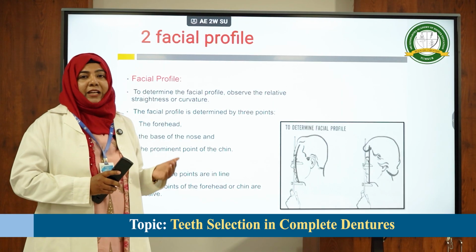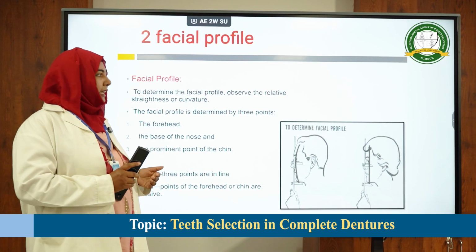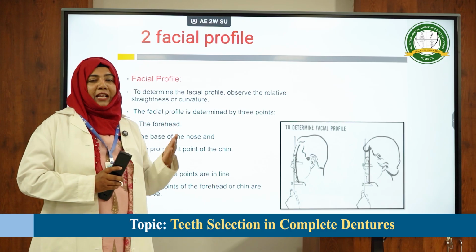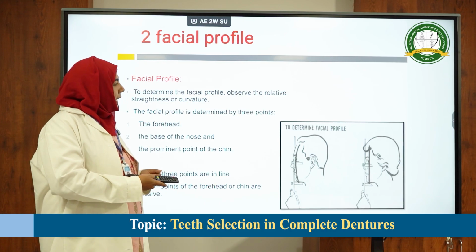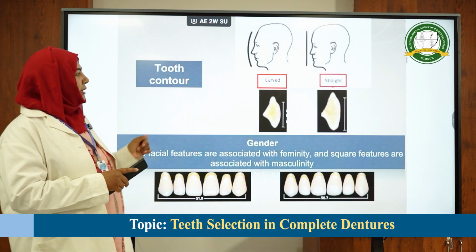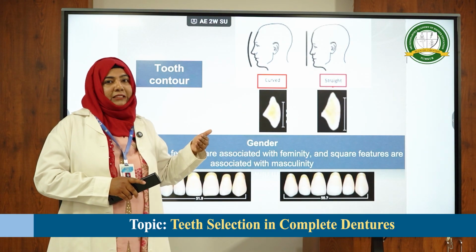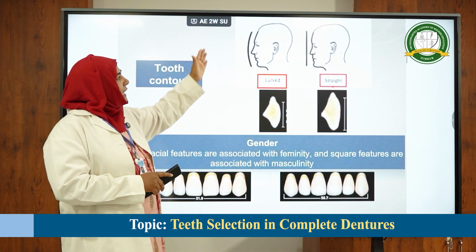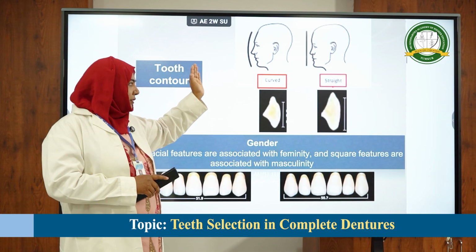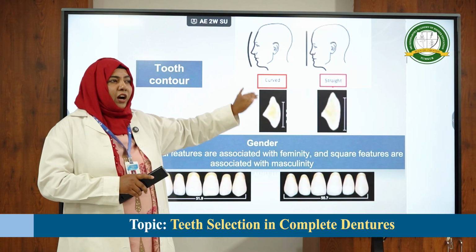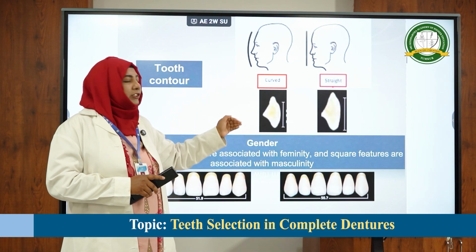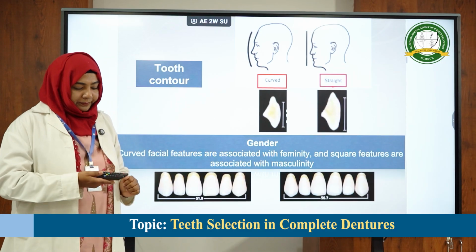Then we have the facial profile as a guide to select the form of the teeth. We have different facial profiles such as straight and curved. In case of a straight facial profile, we are going to select a straight labial surface of the maxillary anterior teeth, whereas in case of a curved facial profile of the patient, we are going to select a curved or contoured kind of labial surface of the maxillary anterior teeth.